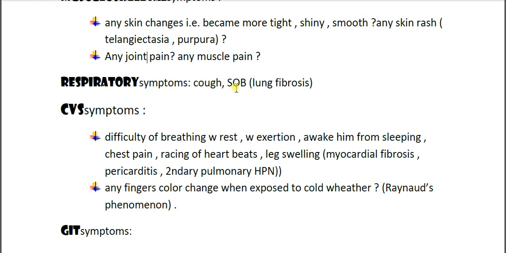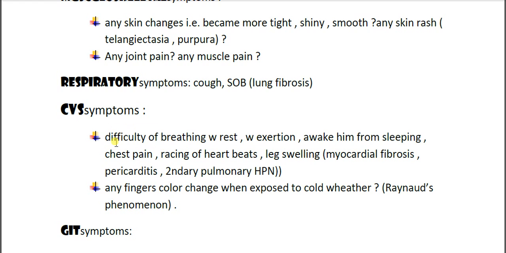Maybe 2 months back as well, doctor. Is it increasing, decreasing, or the same? No, increasing, doctor. Is it exertional or at rest? No, it is more with exertion, doctor. Does the shortness of breath awaken her from sleep, searching for fresh air? No, doctor. Then cardiovascular system.